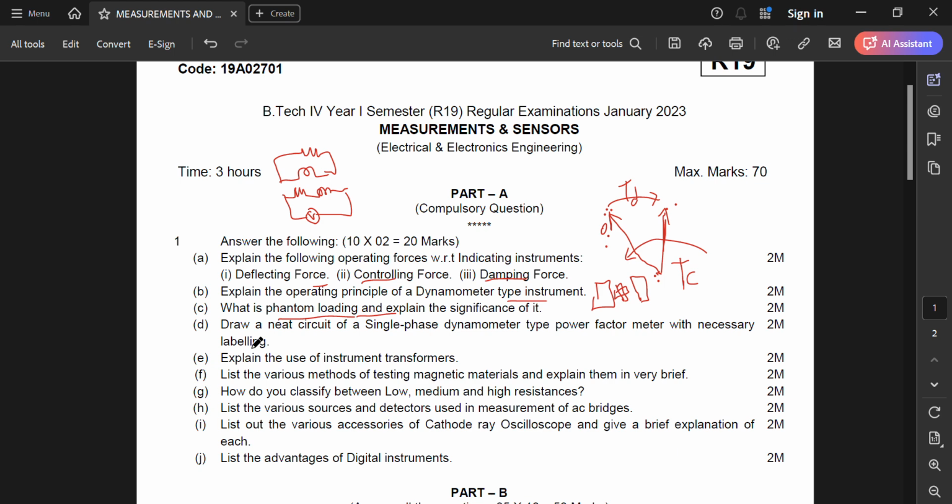Draw a neat circuit of a single phase dynamometer type power factor meter. Power factor meter and electrodynamometer type are both similar. You can draw one simple circuit and you will get 2 out of 2 marks.